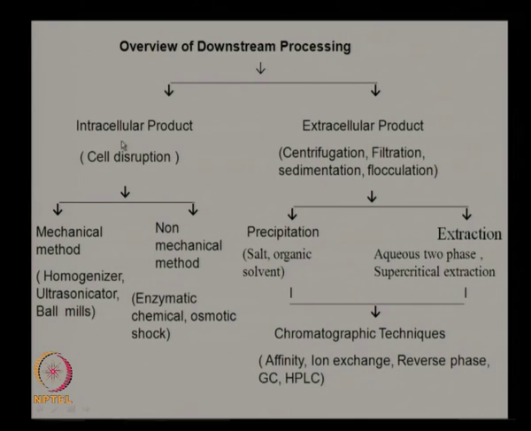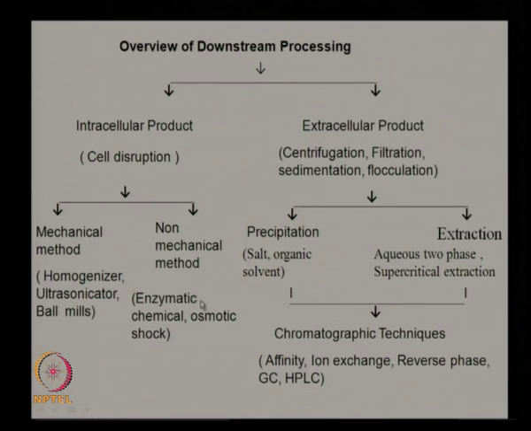Once you have disrupted your cell, the methods could be either mechanical based methods or non mechanical based methods. Mechanical based methods contain homogenizers, ultrasonicators or ball mills, or a non mechanical method could be an enzyme. You can use an enzyme to break the cells, or you can use a chemical to break the cells, or you can use an osmotic shock to break the cells. So by breaking the cells, you are releasing your product that is trapped inside the cells to outside.